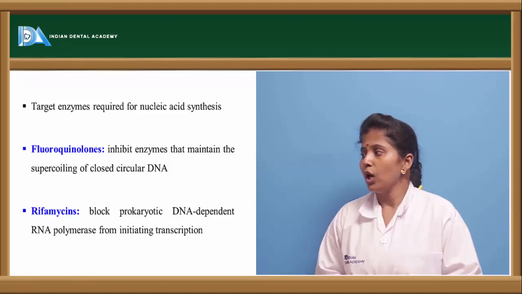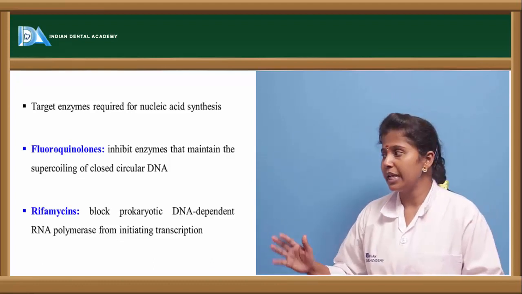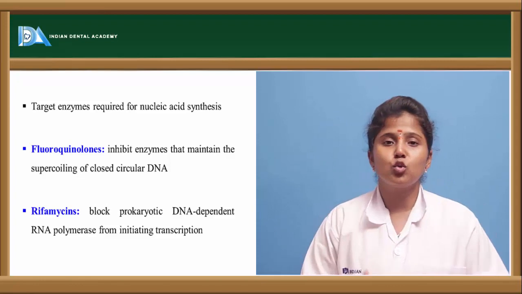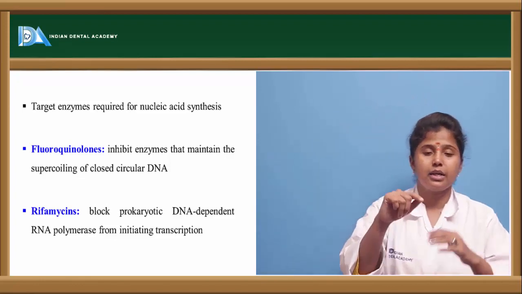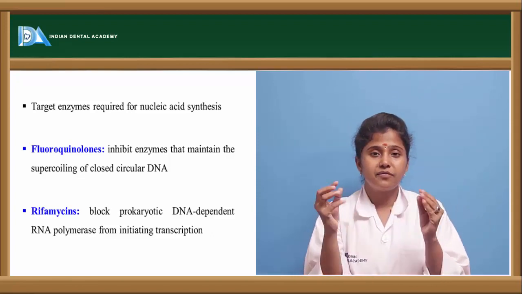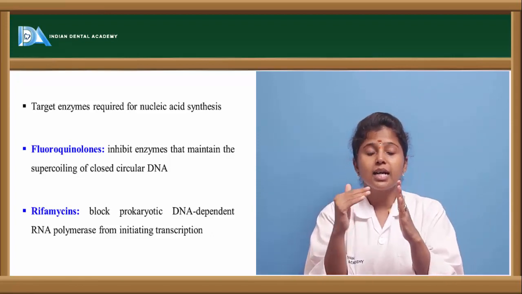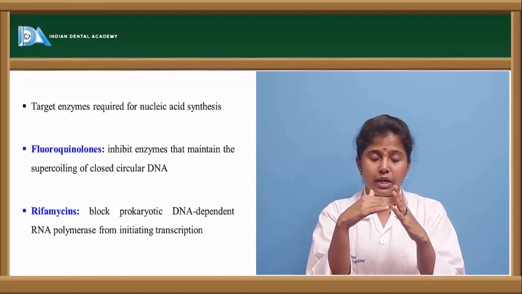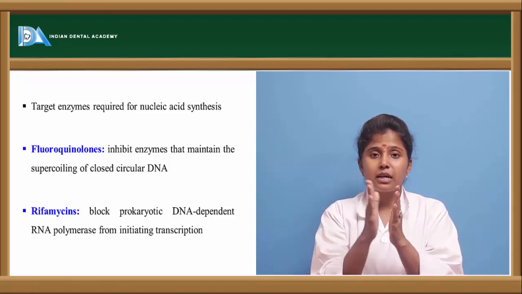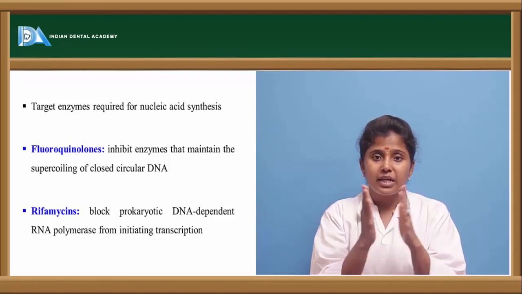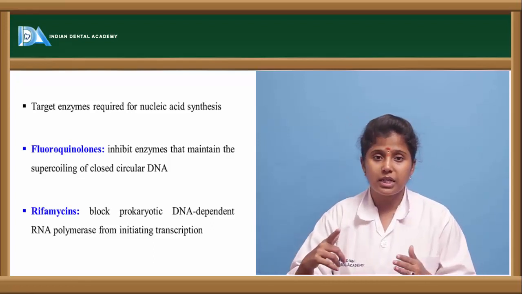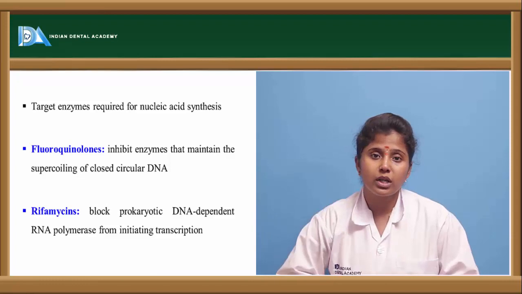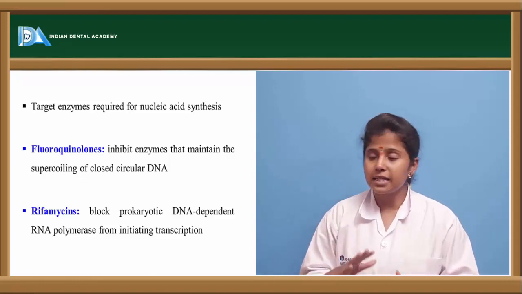The drugs include fluoroquinolones, which inhibit the enzyme that maintains the supercoiling of closed circular DNA. So if we see the DNA strands which are there, they are bound together with nucleic acids. If the nucleic acids are not present, then DNA formation won't take place. So the enzymes involved in the supercoiling of the DNA are inhibited.